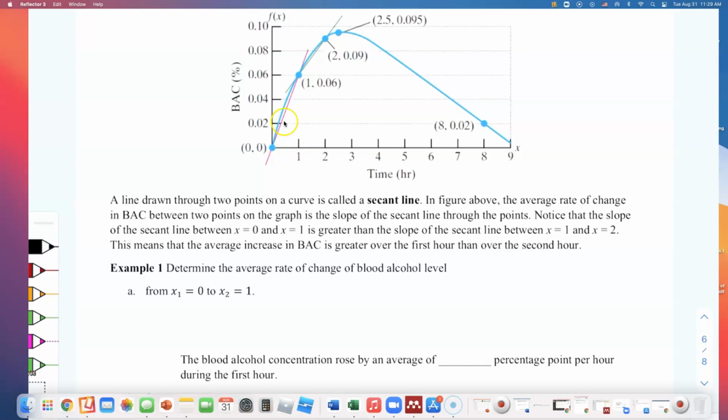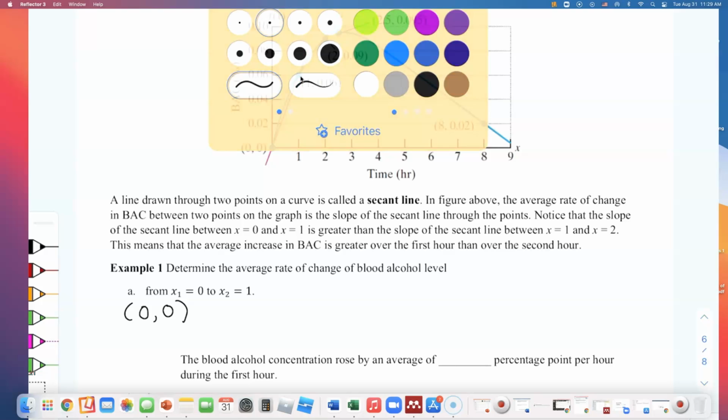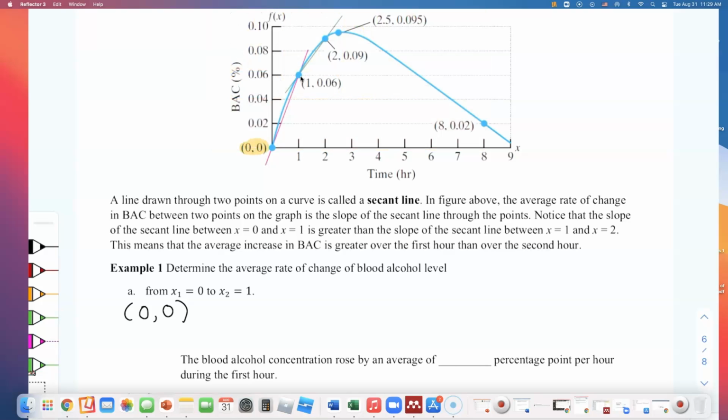And I can see the lines going up, right? The blood alcohol concentration is going up. So the average rate of change is going to be a positive number. So let me read the ordered pairs. When x is 0, y is also 0. How do I know that? I read the ordered pair here. The ordered pair is (0, 0). So when x is 0, y is 0.